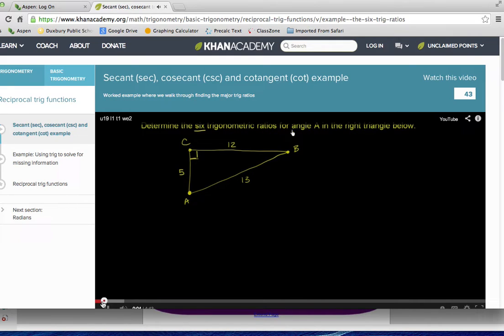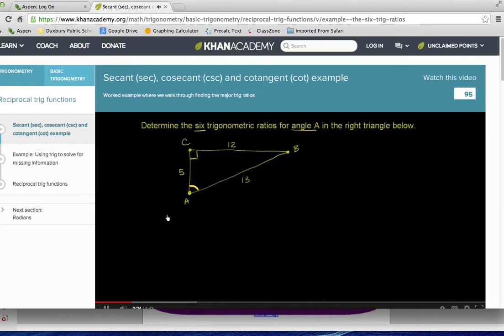Not really sure why that decided to start at 3 minutes and change, but we'll start from the beginning. Trigonometric ratios for angle A in the right triangle below. So this right over here is angle A. It's at vertex A. And to help me remember the definitions of the trig ratios, and these are human-constructed definitions that have ended up being very, very useful for analyzing a whole series of things in the world.